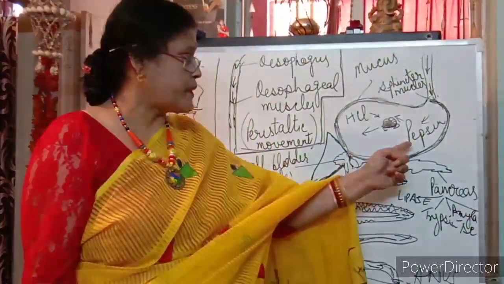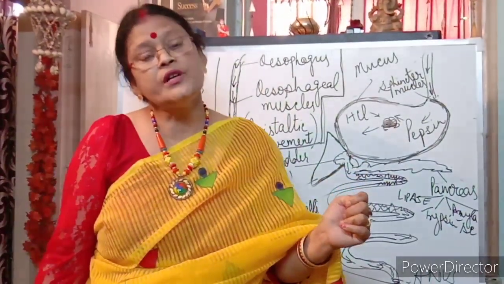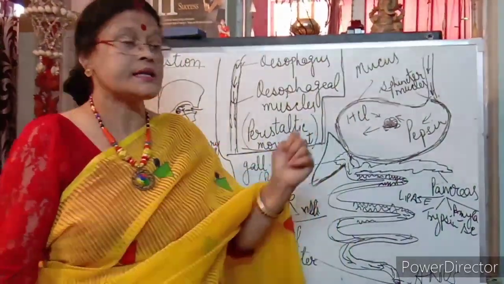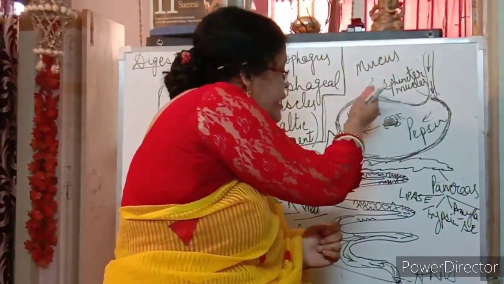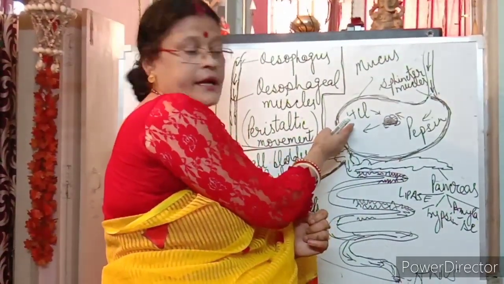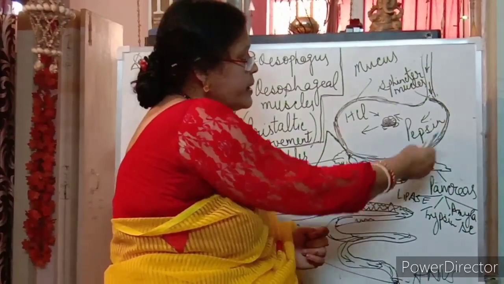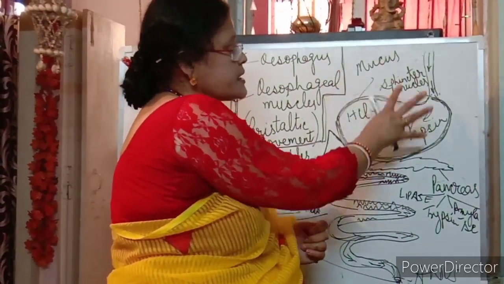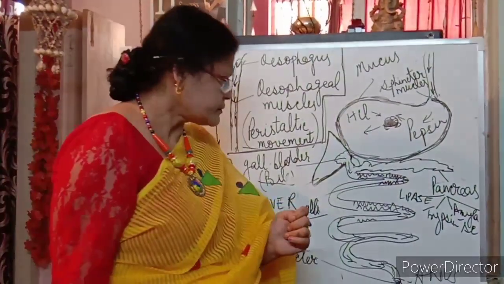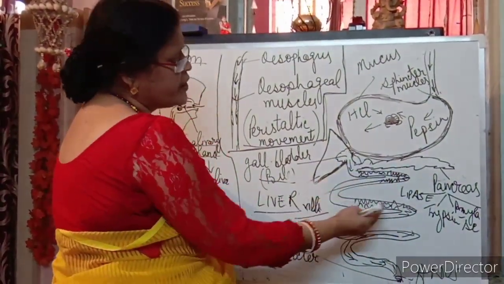Right? Now come to pepsin. Pepsin converts the protein into amino acids. Third, mucus. It protects the inner lining of the stomach from HCl. So these are the 3 juices that help. Right? Now, food enters into the small intestine.